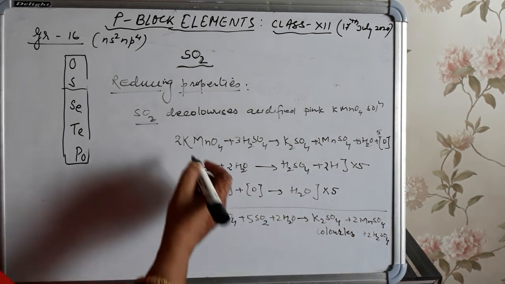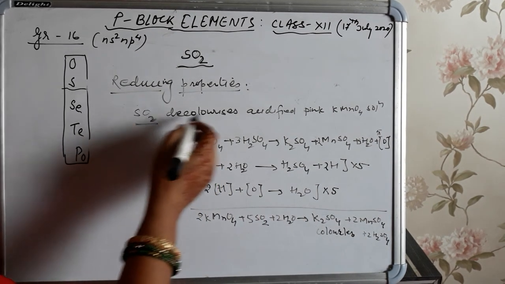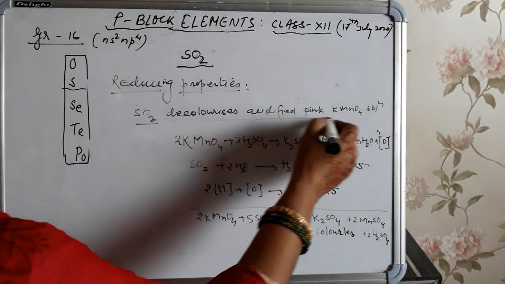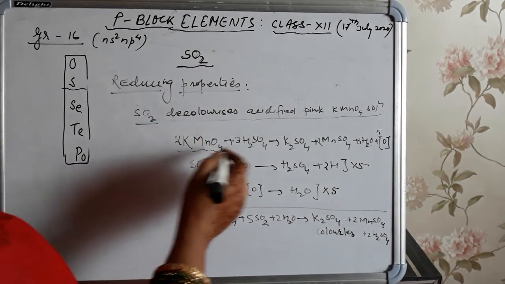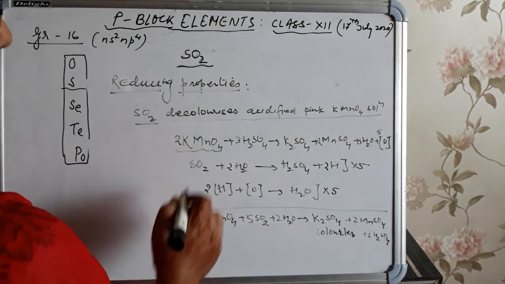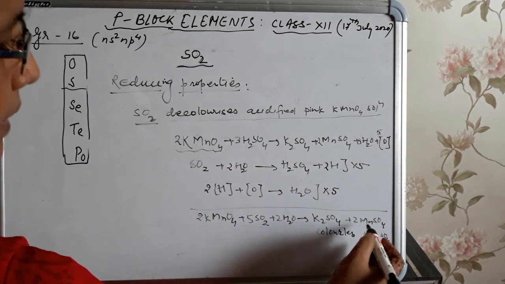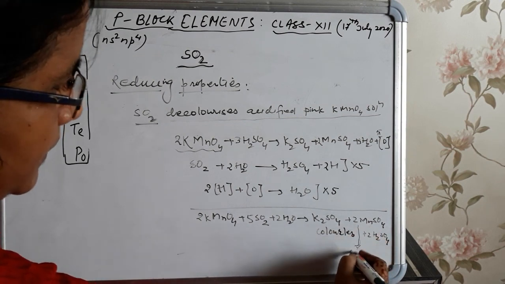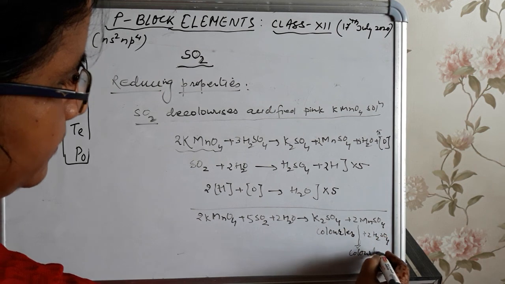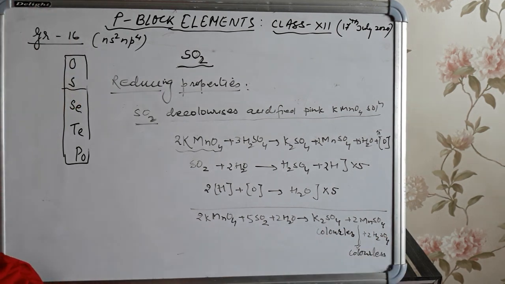So in this way you can show how sulfur dioxide decolorizes the acidified pink KMnO4 solution. Whenever the pink KMnO4 solution is treated with sulfur dioxide in acidic medium, it becomes colorless. This MnSO4 is also colorless. So it is an important reaction, students.